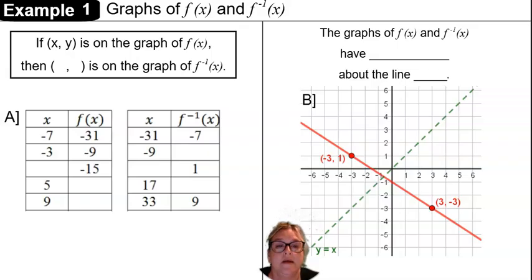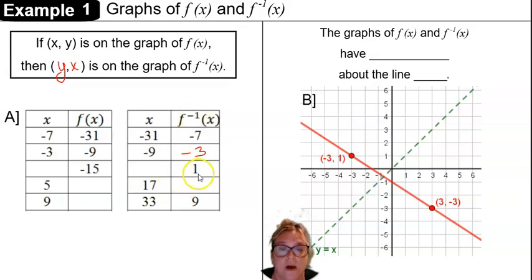Okay, in example 1, the table on the left shows x and the output f of x, and then the table on the right is the x's and the output for f inverse of x. If x, y is a point on the function, then we reverse the coordinates to get the point y comma x on its inverse. So as you can see from the top row, -7, -31 on the function becomes -31, -7 on the graph of the inverse. So if -3, -9 is a point on the function, -9, -3 would be on the inverse.